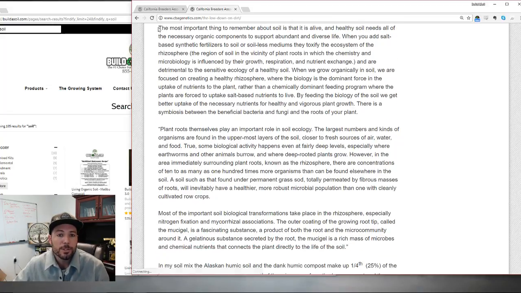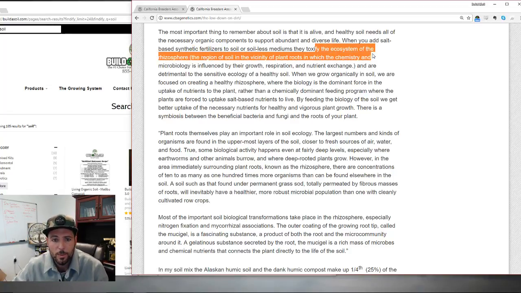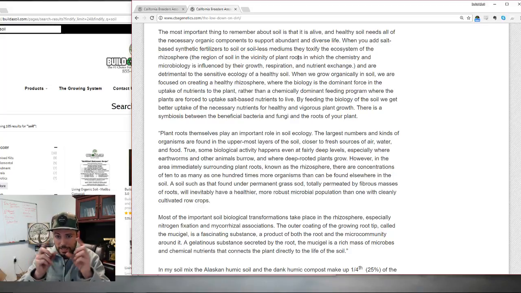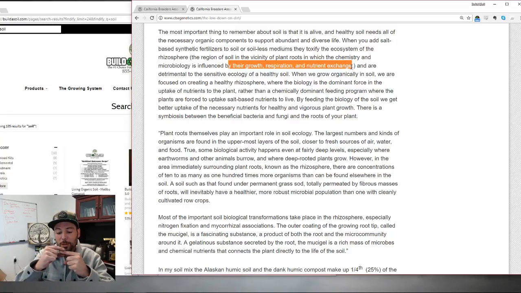Okay, let's keep going. The most important thing to remember about soil is that it is alive. I agree. And healthy soils need all of the necessary organic components to support abundant and diverse life. When you add salt-based organic fertilizers or salt-based synthetic fertilizers to soil or soilless mediums, they toxify the ecosystem of the rhizosphere. The rhizosphere is the region of soil in the vicinity of the plant root in which the chemistry and microbiology is influenced by their growth, respiration, and nutrient exchange. So we're talking the 2 millimeters right around the root.